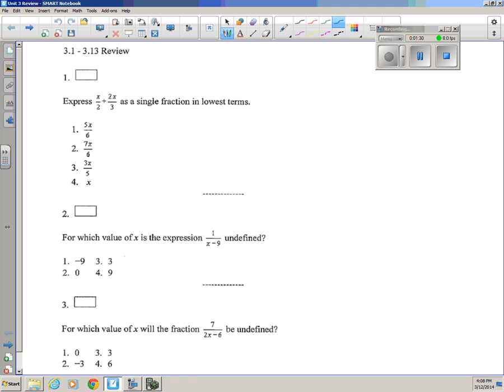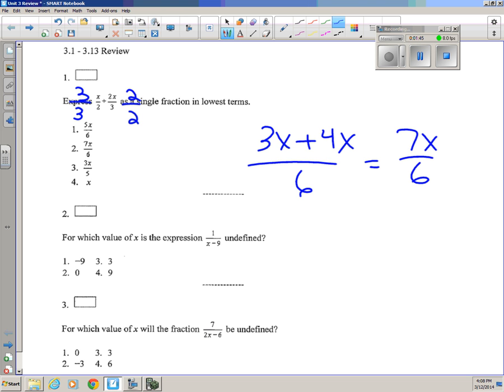So, expressed as a single fraction in lowest terms. Well, if I'm trying to add fractions together, I better get common denominators. In this case, my common denominator is 6, which becomes 3x plus 4x all over 6, or 7x over 6, and the answer is choice 2.